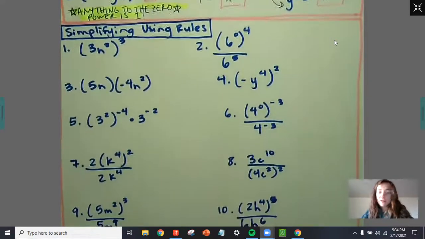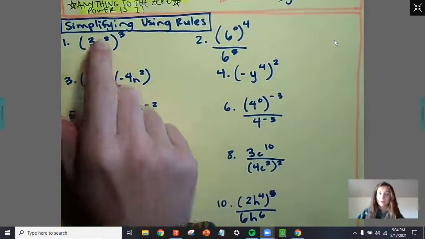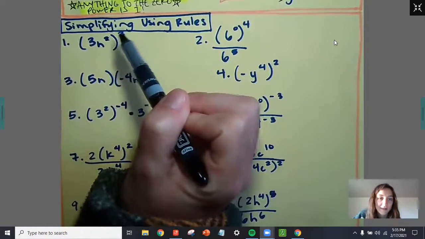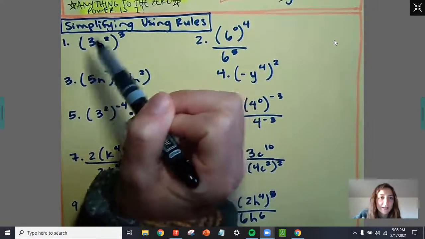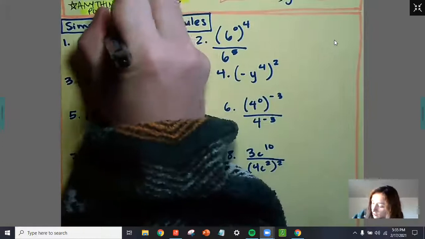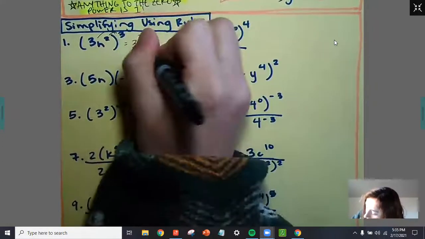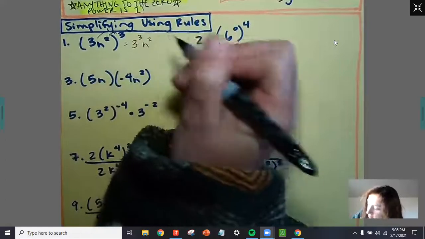So with this very first one, and that is a squared by the way, it looks kind of strange. You can see that we do have the 3 in the exponent here, and it does have the parentheses. So we're just going to distribute this exponent to everyone. All right, so we're going to get 3 to the third, and then n squared to the third.